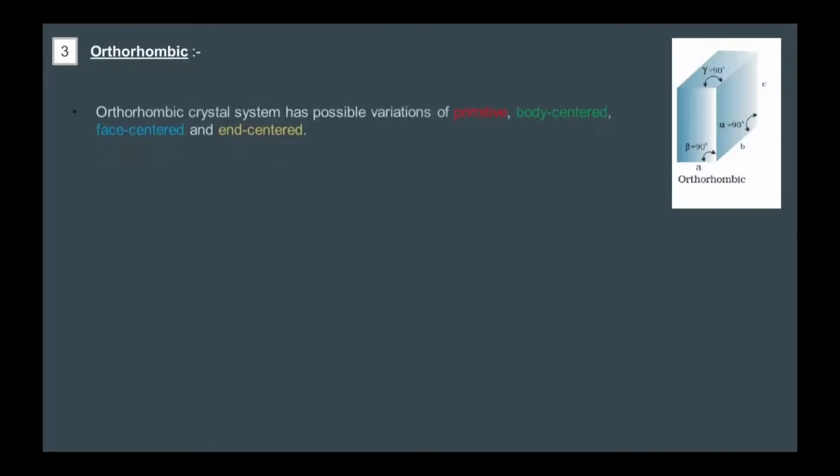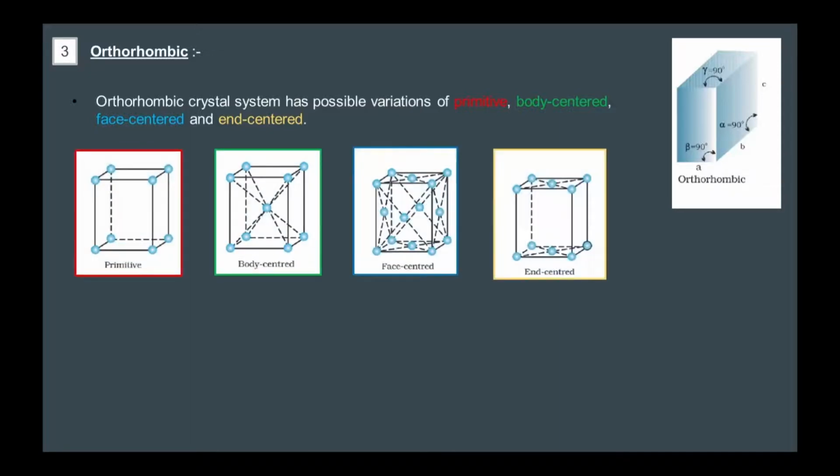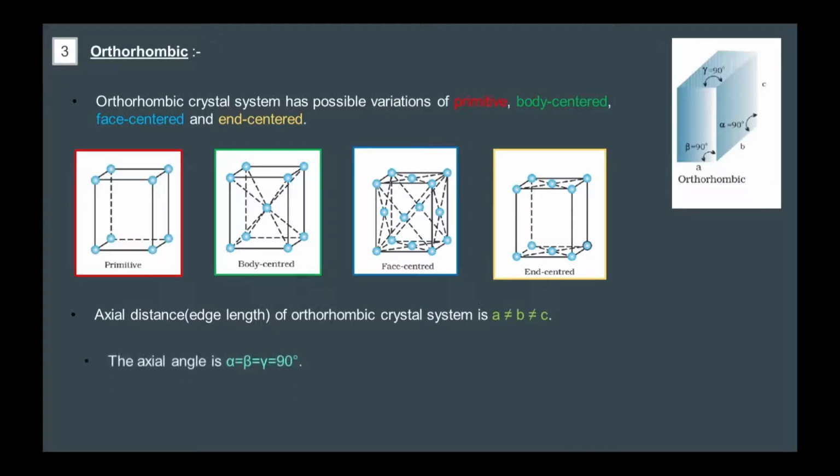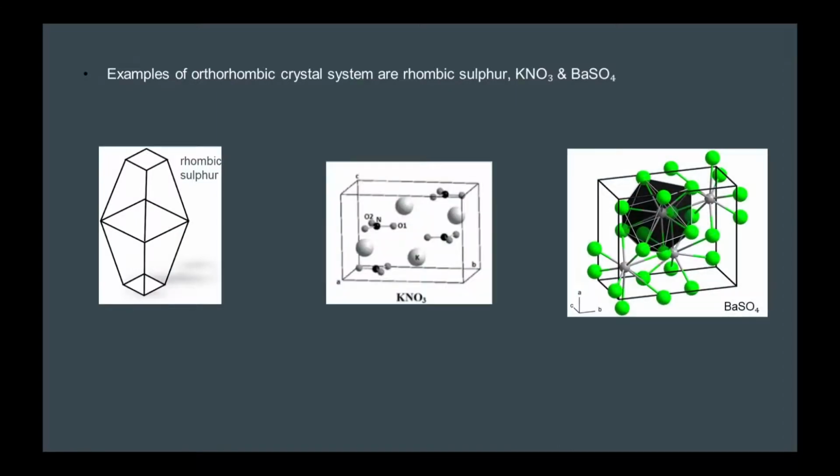3. Orthorhombic. The orthorhombic crystal system has possible variations of primitive, body-centered, face-centered and end-centered. Axial distance or edge length of the orthorhombic crystal system is A not equal to B not equal to C. The axial angles are alpha, beta, gamma equals 90 degrees. Examples of orthorhombic crystal system are rhombic sulfur, KNO3 also called potassium nitrate, and BaSO4 known as barium sulfate.